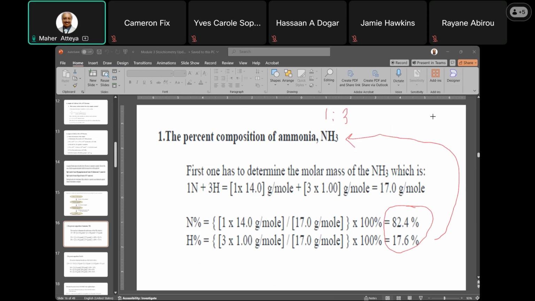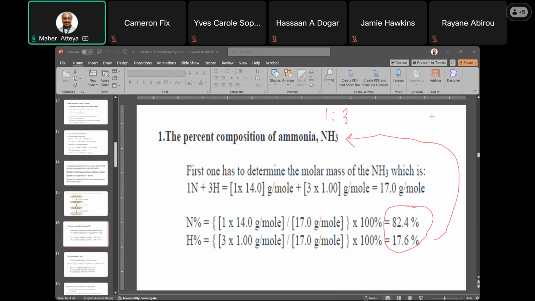Sometimes the empirical formula will equal what? The molecular formula. I mean, you cannot reduce this further than this. So 1 nitrogen to 3 hydrogen, you cannot reduce it further. That is the empirical formula of ammonia as well as the molecular formula, because it's true and reduced. Both of them are the same formula.